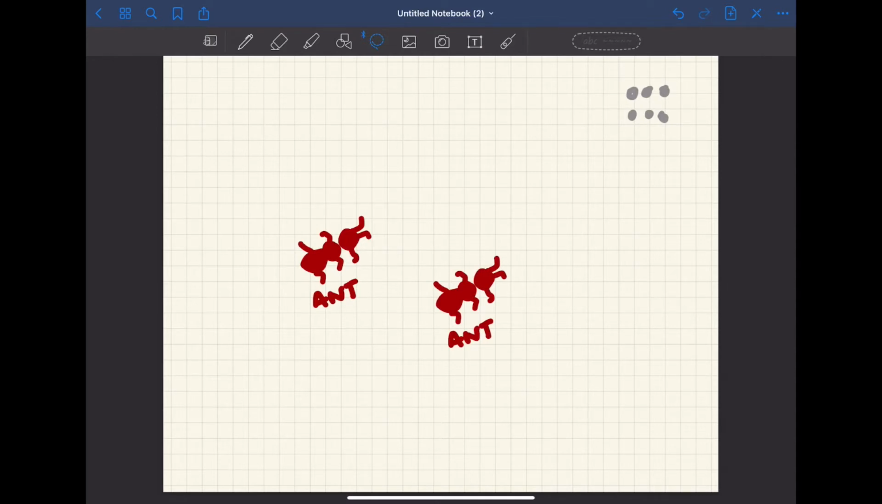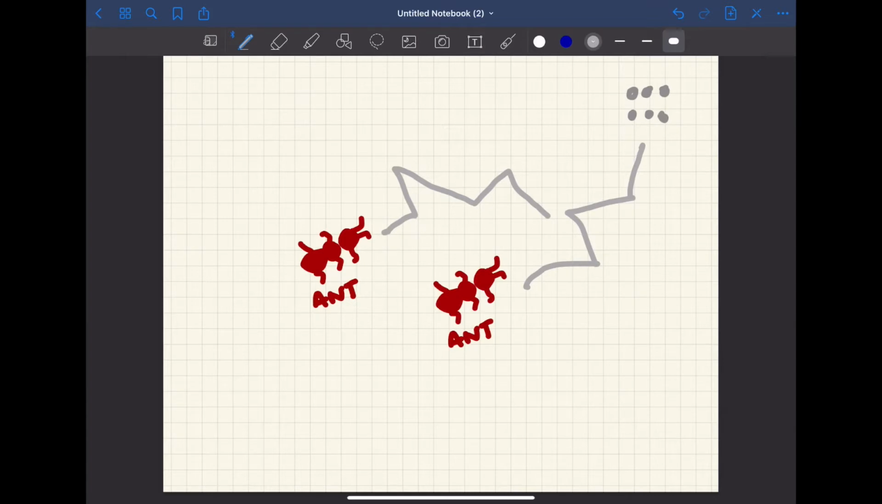And after a few bumps here and there, they were able to find the sugar on the table. This is kind of similar to how phagocytes work.